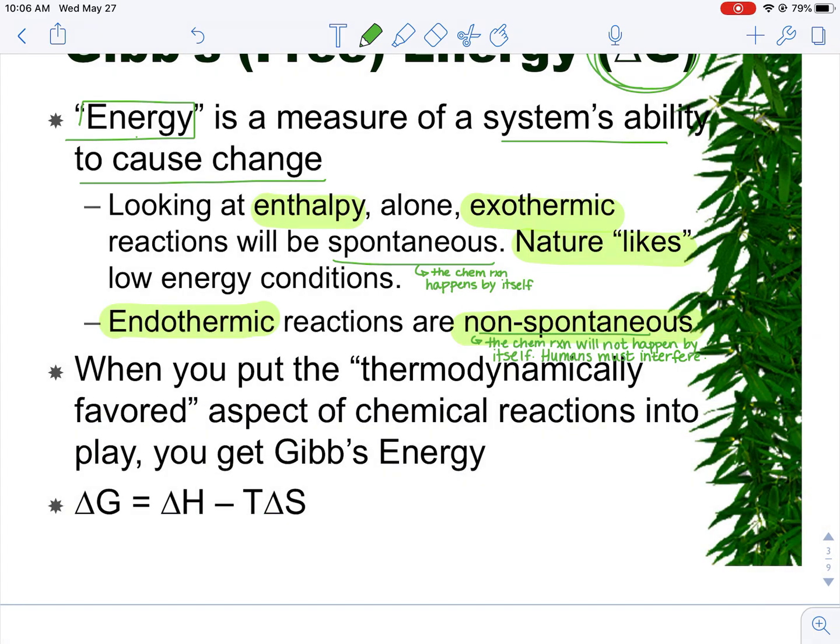So the burning of wood, the combustion reaction of wood, that is a non-spontaneous reaction. The only way that wood is going to combust is if humans interfere. We've got to supply some type of energy to help get that started. Another example, reacting baking soda and vinegar. When you do it, it just happens. That's an example of a spontaneous reaction.